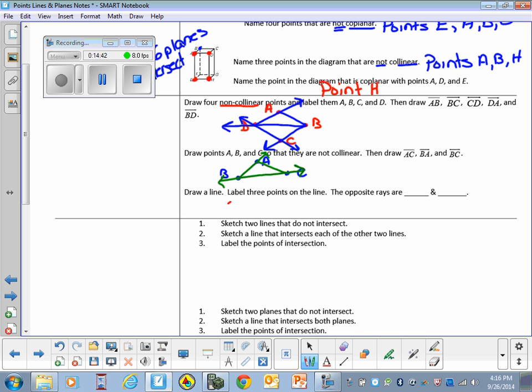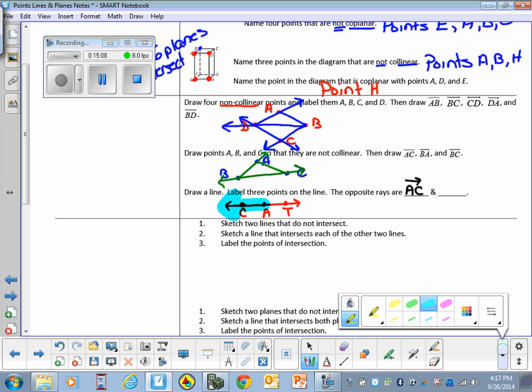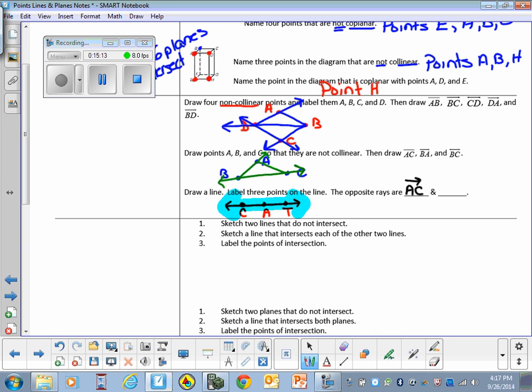Third one, draw a line. Label 3 points. C, A, T. My opposite rays. Opposite rays have to share an endpoint. So I have ray AC, starting at A, going through point C, and I have ray AT starting at A, going through point T.